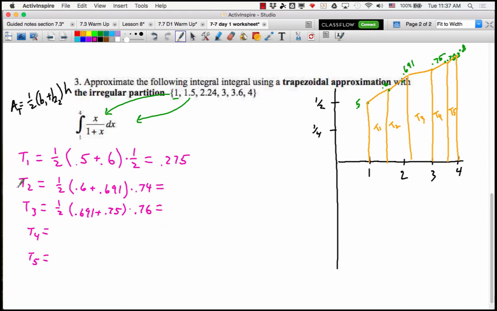Anybody get trapezoid 2 yet? My calculator here. I'll do it. Trapezoid 4 is going to be 1/2 times. Trapezoid 4 now, that's why I draw a picture. I think it makes it a little easier. 0.75 on the left, 0.783 on the right. Times the distance between them, it's 0.6. 49058. This one is? I think so.